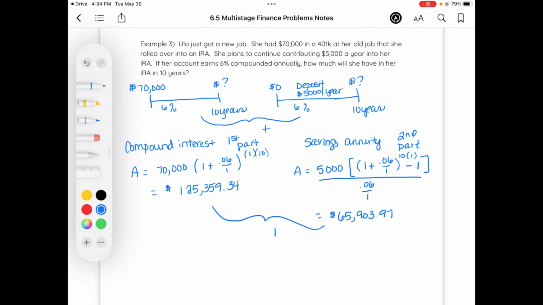Thus, we can add these two portions together. So at the end of 10 years, after she rolled over that $70,000, still earning some interest on that, she will have $191,263.31.